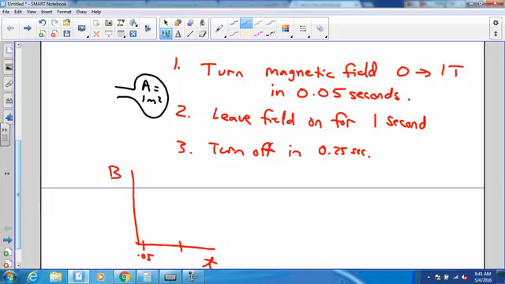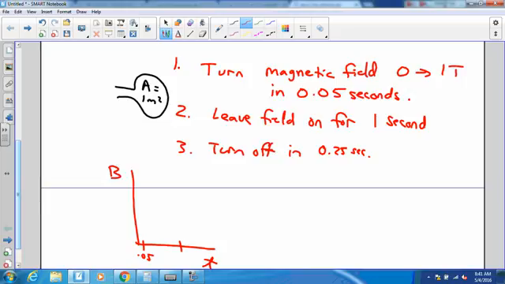Wait, is it 1.95 or what? Because the first one says 0.05. So first, if we start at 0, right? Now picture the camera running here. So then we turn on the magnetic field. That process is complete in 0.05 seconds. So now our time is 0.05. Then we leave the field on for 1 second. So our time is now 1.05.